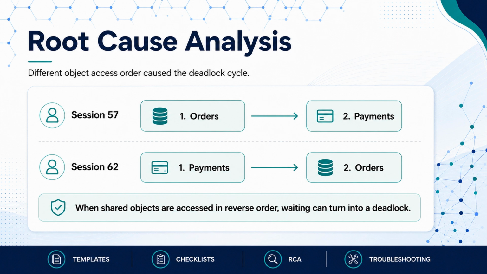The root cause is now clear. Session 57 updates orders first and payments second. Session 62 updates payments first and orders second. This is a classic concurrency fault. When two transactions touch the same resources, they should normally touch them in the same order. If they do, one session may wait, but it should not form a cycle. Waiting is inconvenient. A deadlock is worse because it rolls work back.